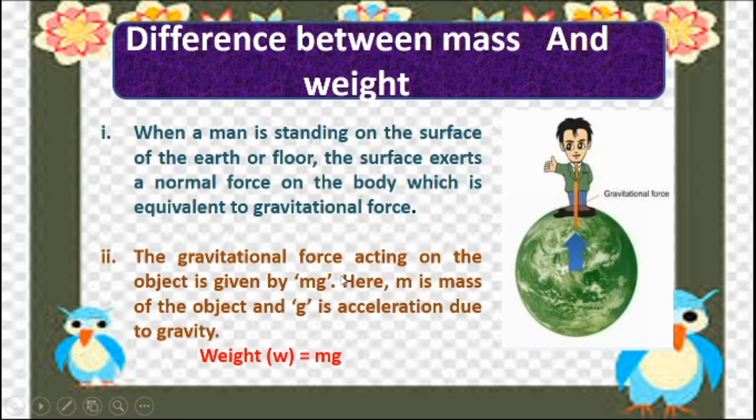The gravitational force acting on the object is given by mg. Here m is the mass of the object and g is the acceleration due to gravity. So weight W is equal to mg.